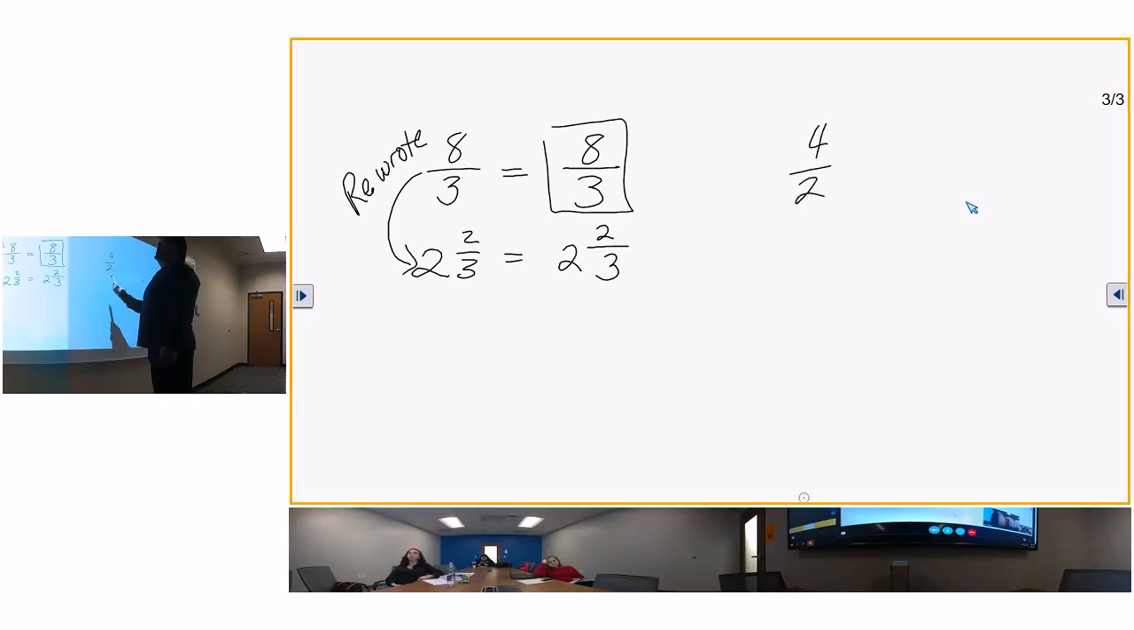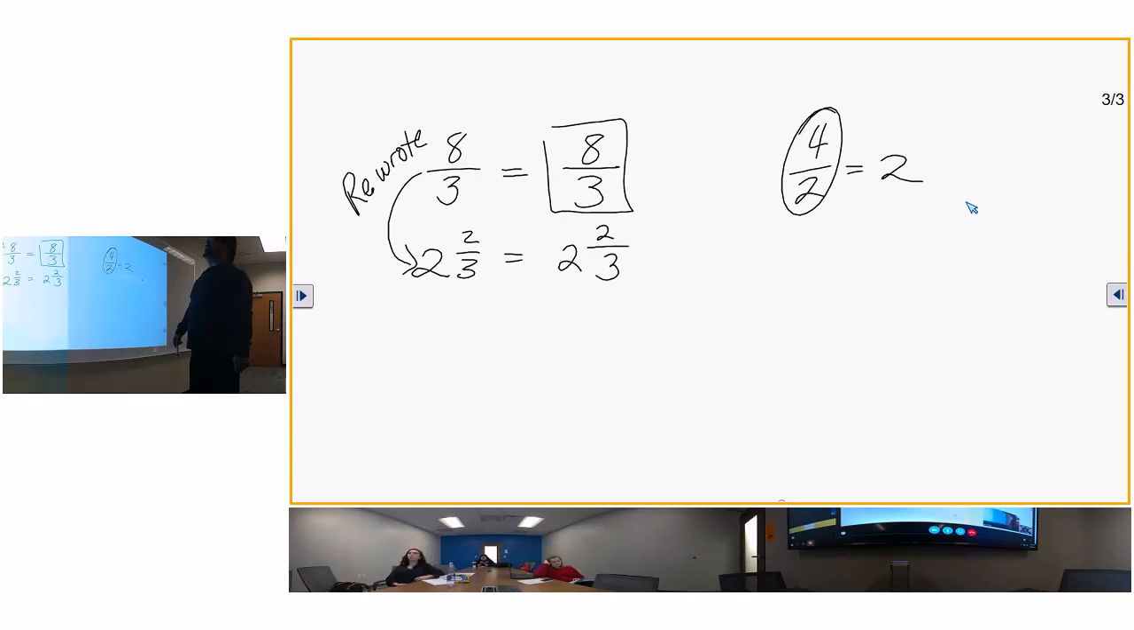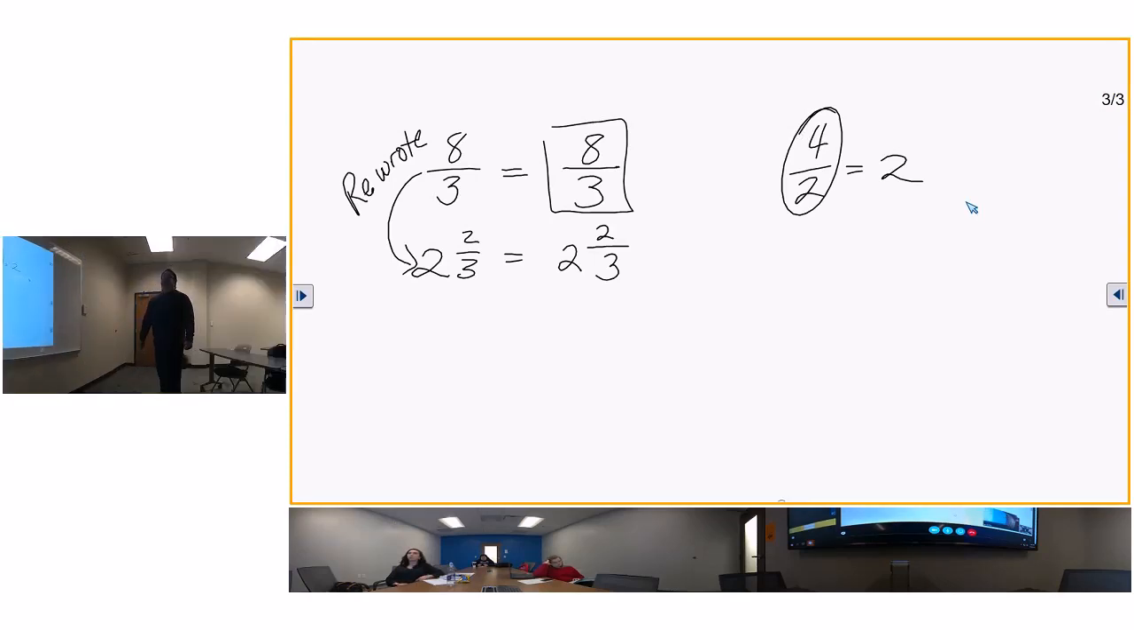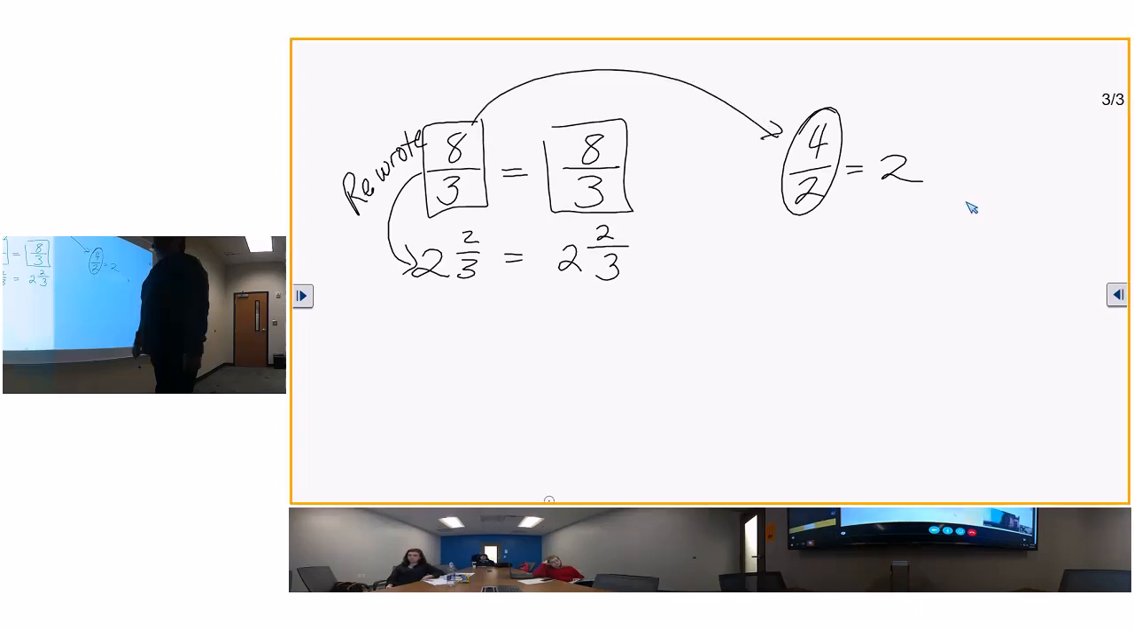What did it say? That's not a mixed number. That's a divisible fraction. What's 4 divided by 2? 2. This is not a mixed number. I mean, that's not an improper fraction. That's a reducible fraction. There is a difference between an improper fraction and a reducible fraction. They are not equal. They are not the same.